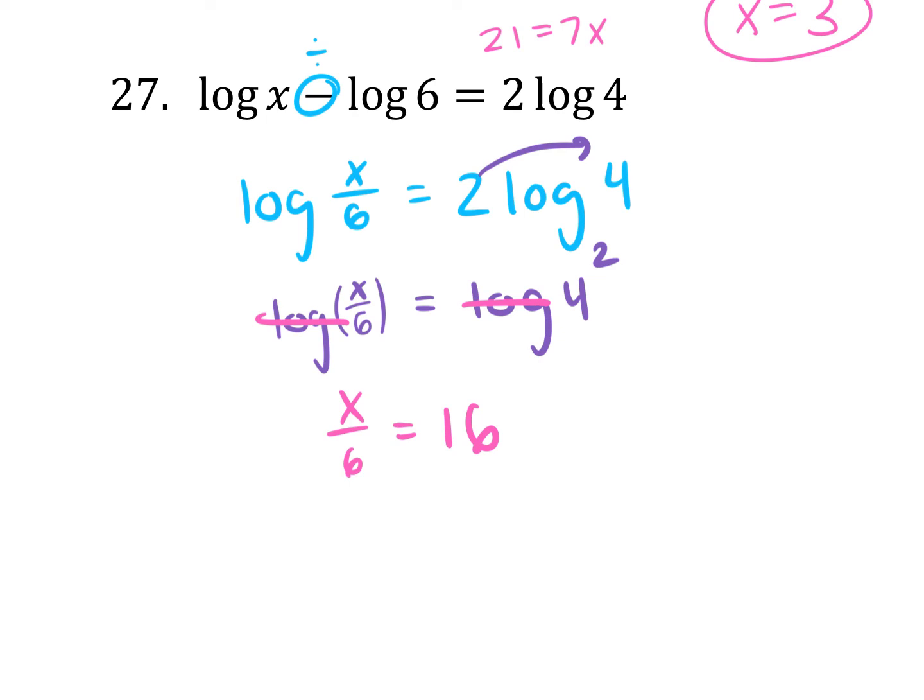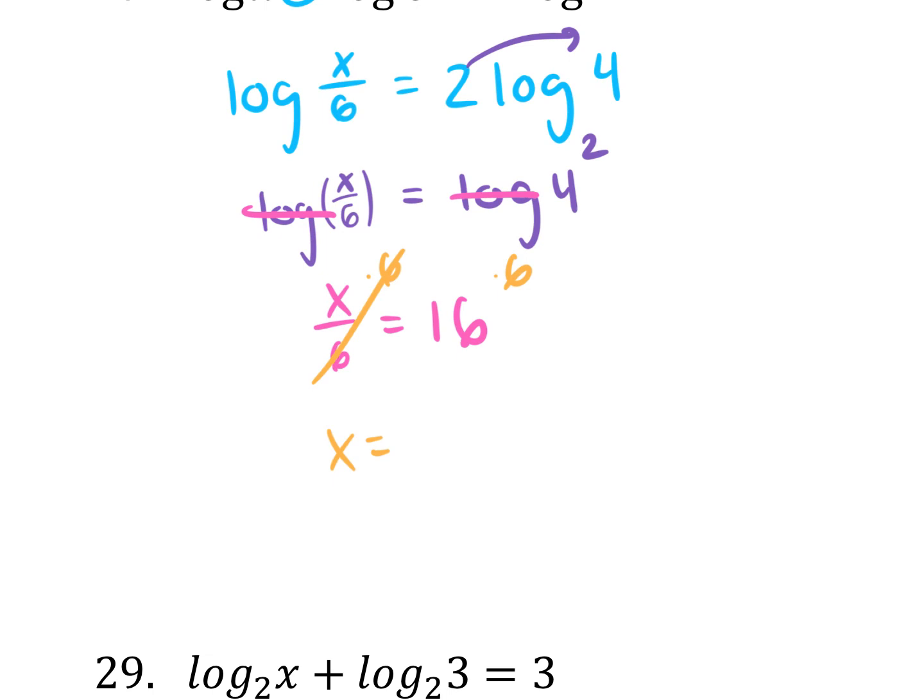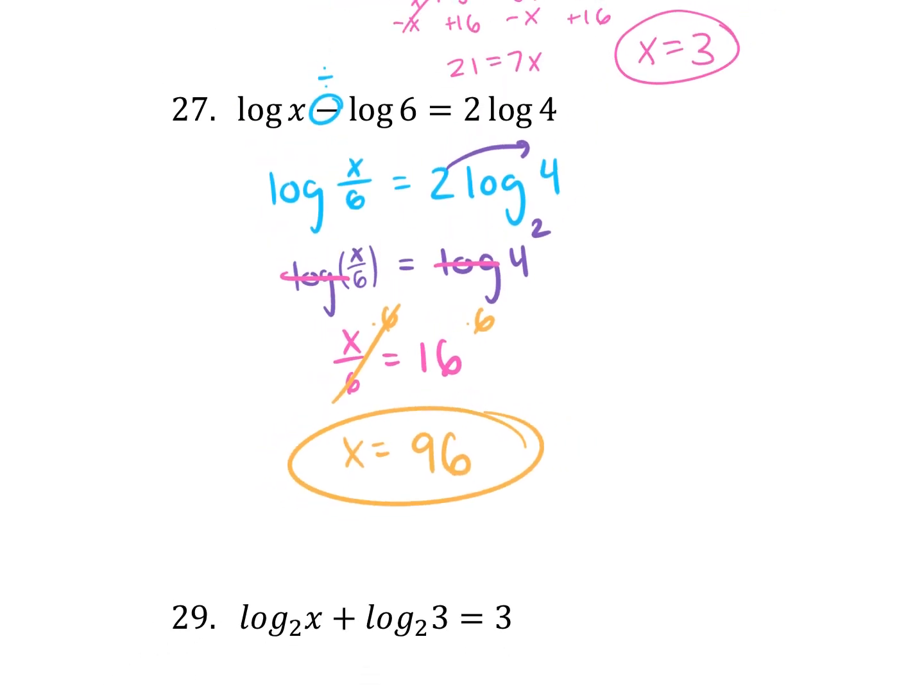And then what's the last step? Multiply by 6. What is 16 times 6? 96. So x is equal to 96.